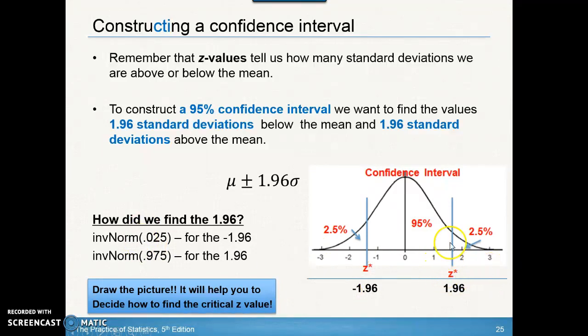So for the upper one, the area to the left of z is not 95, it's 97.5. So you're going to do inverse norm of 0.975. That gives you the positive 1.96. Notice these two will always be the same since it's symmetric. I highly suggest drawing the picture. It's going to help you decide how to find that critical z-score and what area is actually below each of your critical z-scores.